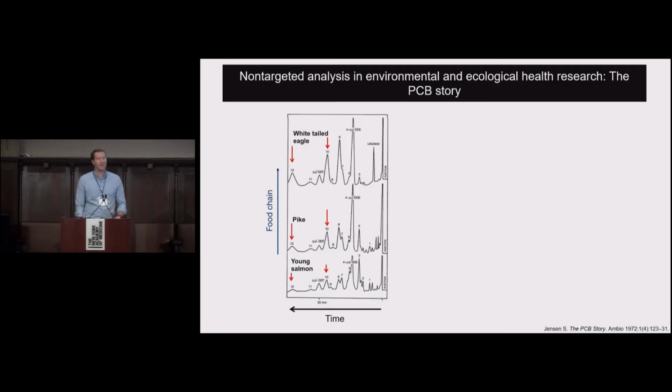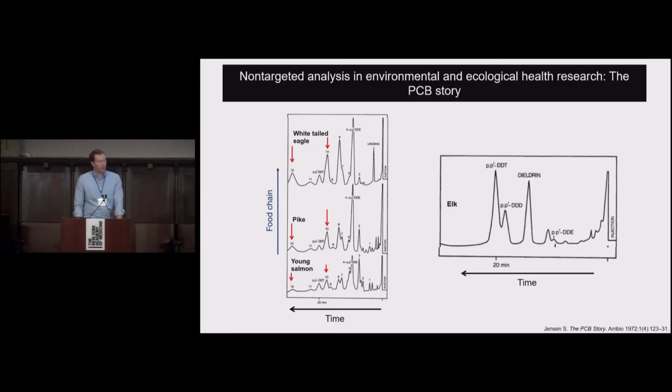So that was essentially telling him that they were bioaccumulating within the food chain. The other interesting finding was that when he looked at an herbivore, in this case a sample collected from an elk, he could very clearly measure DDT and its metabolites, as well as dieldrin, which is another organochlorine pesticide that was widely used at the time.